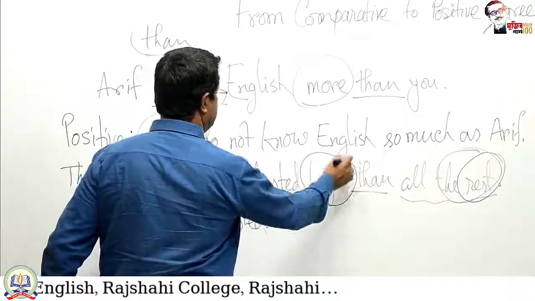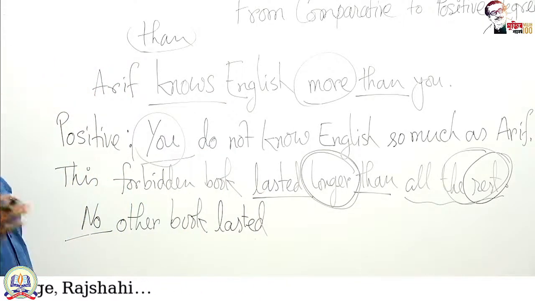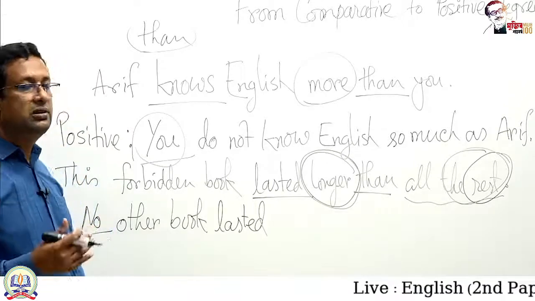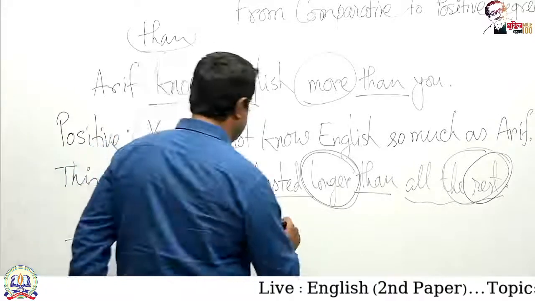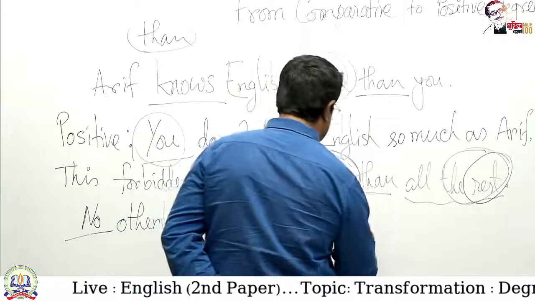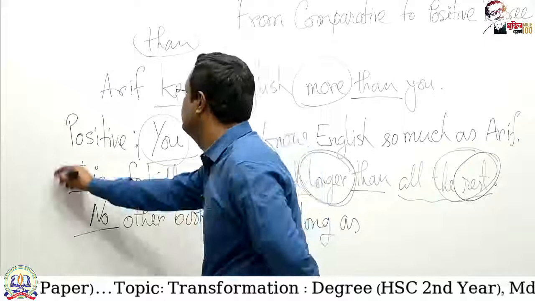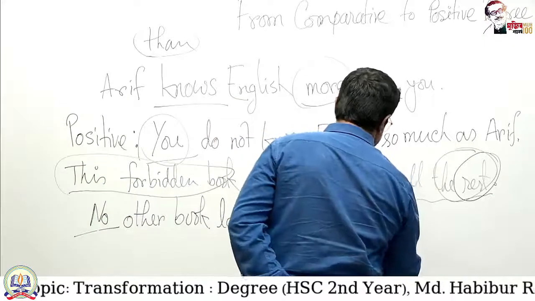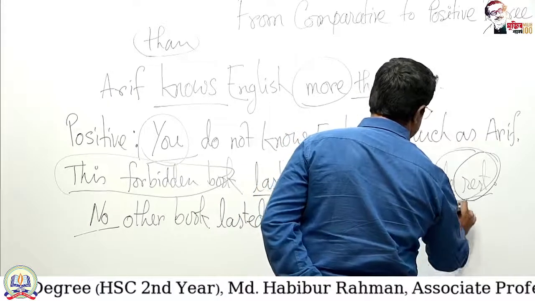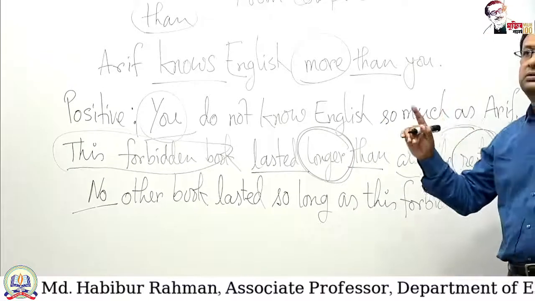longer. This is the degree of adjective longer. So, what is the positive form of longer? Long. So, we will use so long as. No other book lasted so long as. So long as what? This forbidden book. So, book comes twice, 2 times.